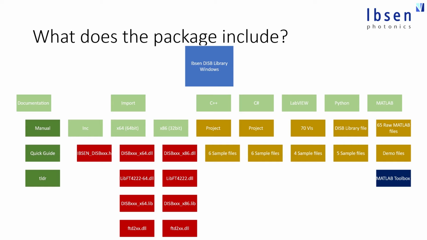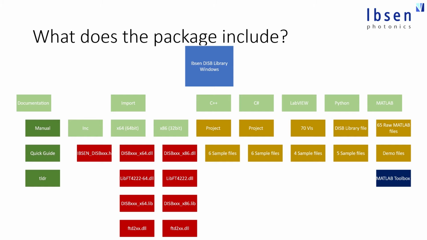From the left we have a documentation subfolder that contains the manual and a quick guide. To the right of that you have an import subfolder which includes the header file and DLL files for either 64-bit or 32-bit applications. Then, from the middle to the right, you have the different subfolders containing sample code. The sample code, as mentioned, comes in C++, C#, LabVIEW, Python, and MATLAB.